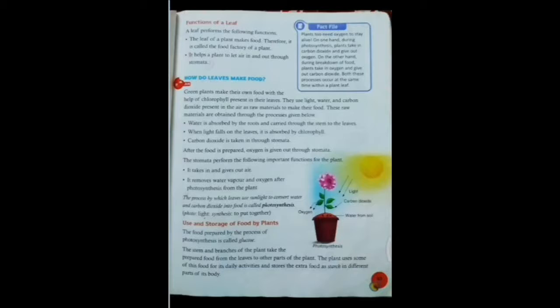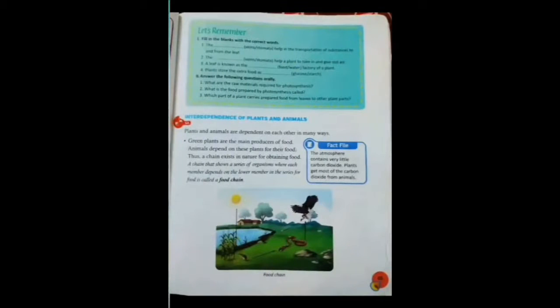The prepared food is then taken by stem and branches to other parts of the plant. The plant uses some of the food and stores the extra food as starch in different parts of the plant, such as leaves, stems, roots and flowers. And don't confuse yourself here. The prepared food is called glucose and the extra food is called starch.